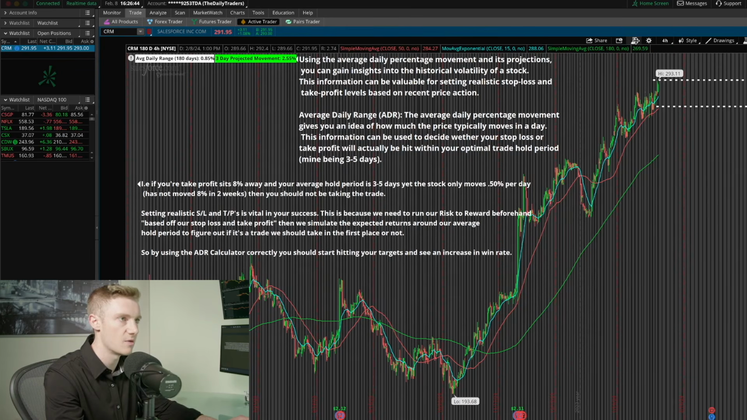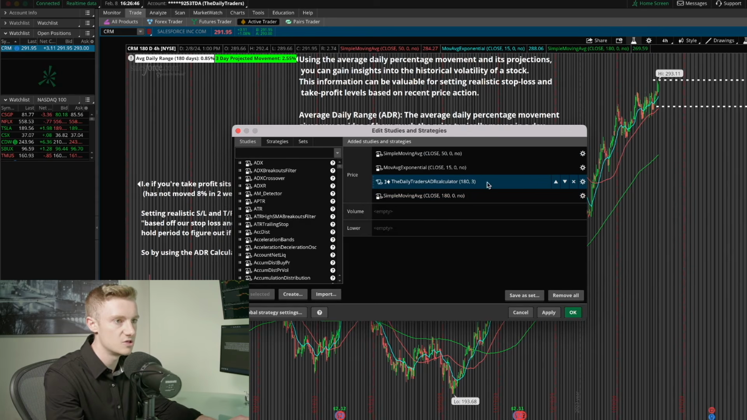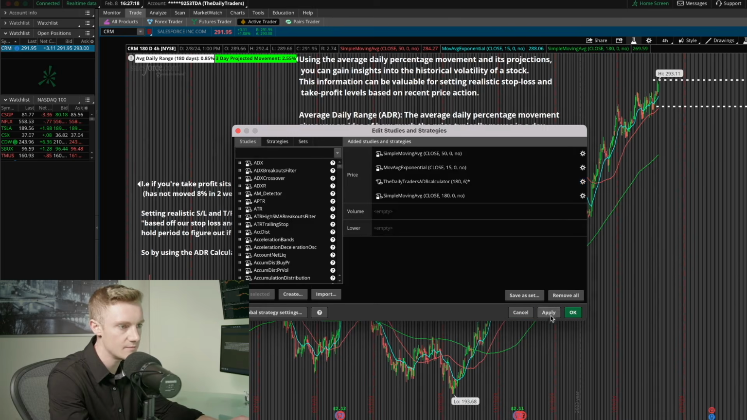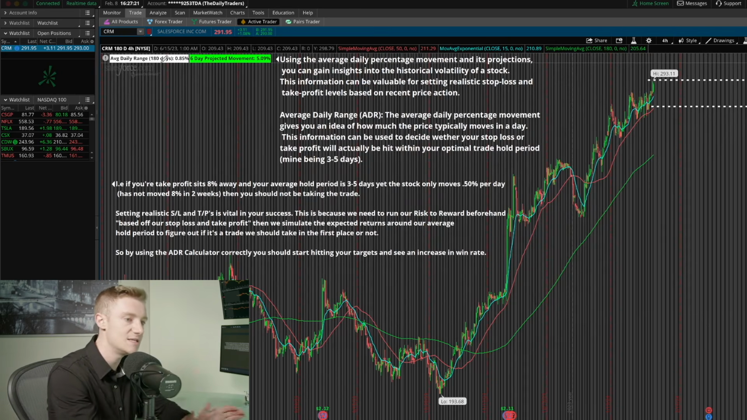Now it's got this annoying border. Let's change that. So let's go back to the Daily Traders ADR Calc. Let's click on settings. And then left axis, we're gonna uncheck. And again, this is the length. I recommend keeping it at 180. Again, this has to be used on the 4-hour time frame. 180 days is gonna give you the most accurate representation of that average daily range and the projected move. This is your optimal or average hold period and the longest end of that. So on average, you're holding a trade 6 days. So 6 days. Okay, apply. There you go. That is the ADR calculator.